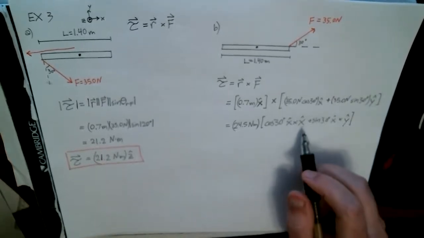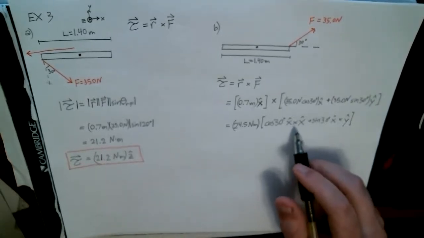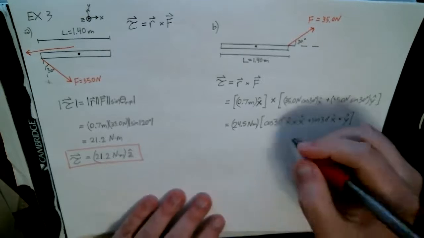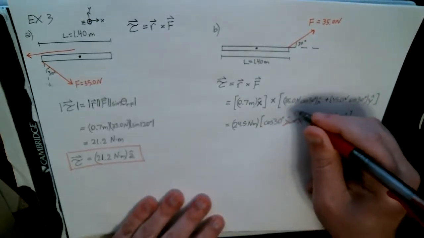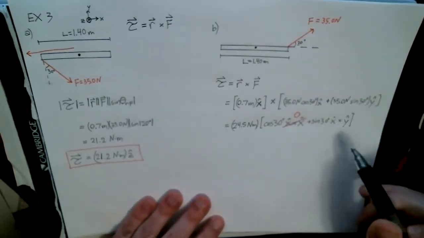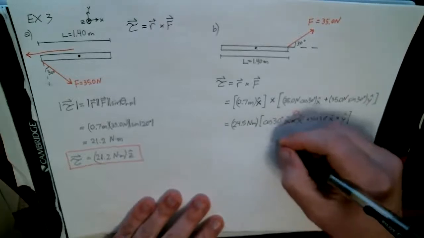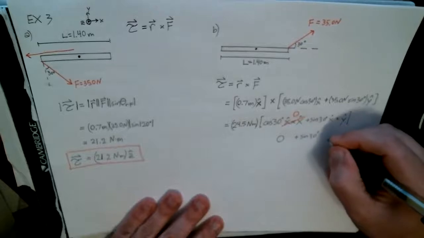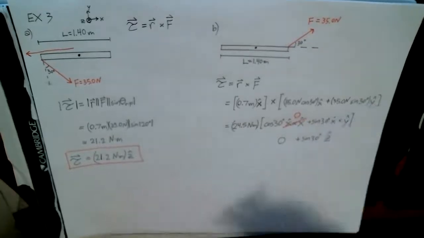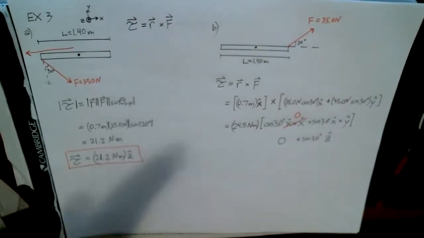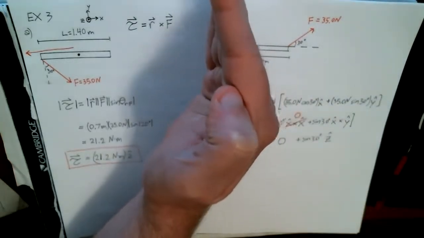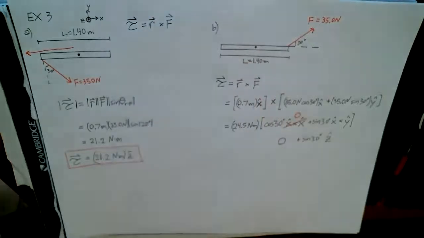Now x-hat cross x-hat is 0 because it's a vector crossed with itself. Every vector is going to be parallel to itself, so a vector crossed with itself will give us 0. And x-hat cross y-hat will give us positive z-hat. We can see this from the right-hand rule. If we point our fingers along x-hat, curl to y-hat, our right hand will give us a positive z-hat out.